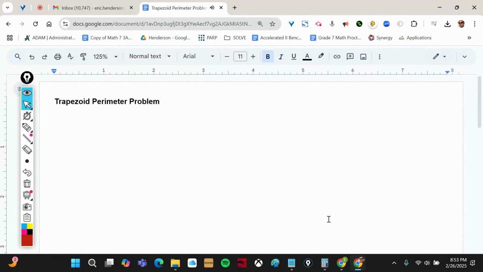Yo, welcome back. Trapezoid perimeter problem. This is going to be hardcore.